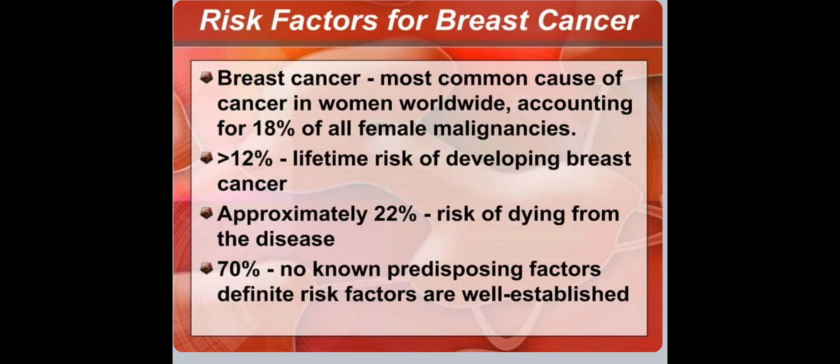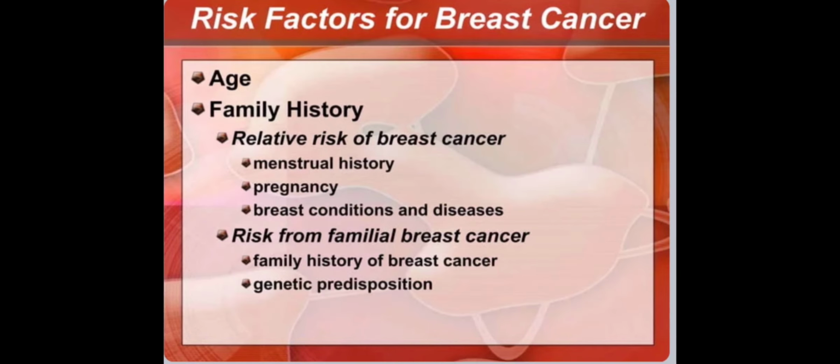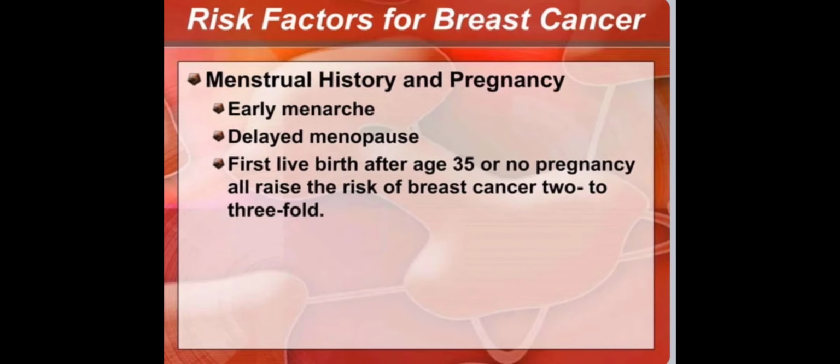Approximately 20% risk of dying from the disease. Again po, ang cancer, treatable po yan if early po siyang nadadiagnose. Pag late po siyang nadadiagnose, then mahihirapan pong i-treat yung sakit. And 70% no known predisposing factors, definite risk factors are well established. So, this includes the age, family history, a relative risk of breast cancer. Another is the menstrual history of the patient, pregnancy, breast condition and diseases, risk from familial breast cancer, family history of breast cancer or genetic predisposition.